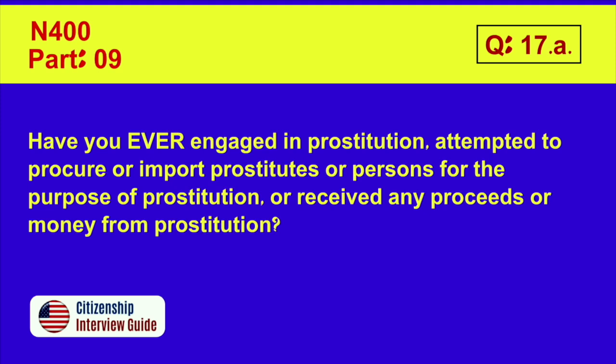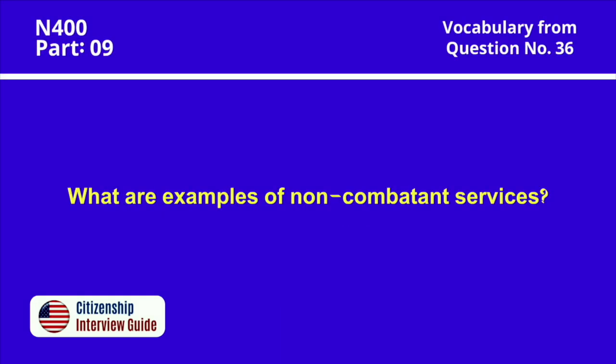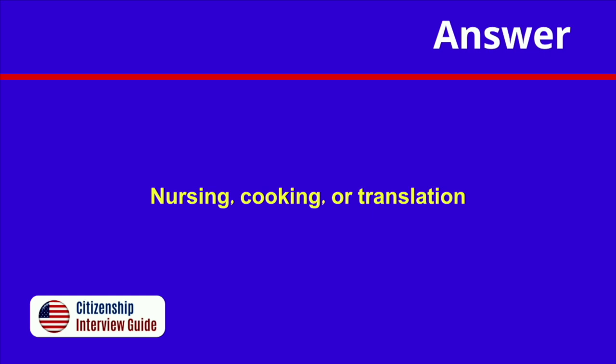Have you ever engaged in prostitution, attempted to procure or import prostitutes or persons for the purpose of prostitution, or received any proceeds or money from prostitution? No. What are examples of non-combatant services? Nursing, cooking, or translation.